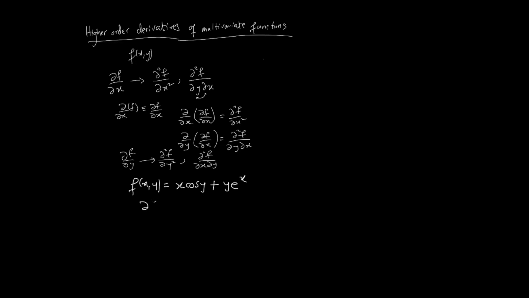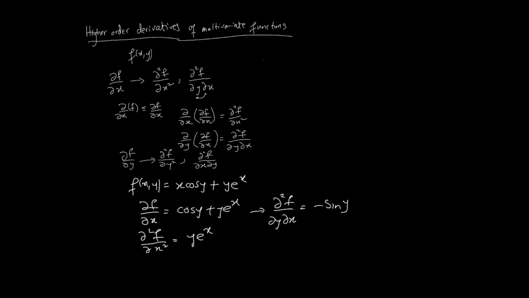So let's look at this example as we calculate these different derivatives. Partial f by partial x would be cosine y plus y e^x, and the second derivative of f with respect to x squared is going to give you just y e^x. Now if I wanted to calculate the y derivative of this, meaning partial squared f by partial y partial x, that means the y derivative of this one, which will give me minus sine y plus e^x.